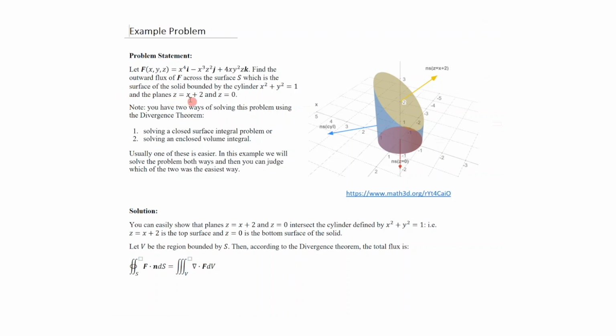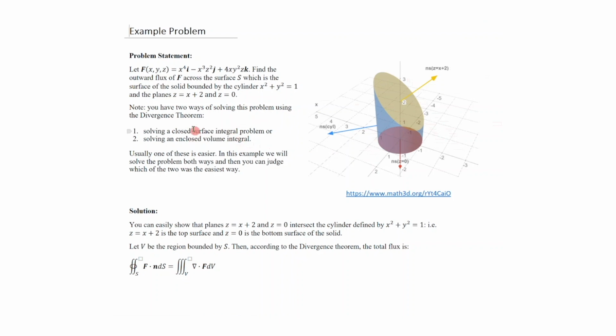One at z equals x plus 2, which is up here, and one at z equals 0, which is the xy plane. Now you have two ways of solving the divergence theorem. You can either solve the closed surface integral problem. In this case, there are three discrete surfaces, one for the base, one for the outside periphery, and one for this slanted plane. Or you can solve the enclosed volume integral, which means we need the divergence of the vector field, and then we would integrate the resultant scalar function over the volume enclosed by these three surfaces.